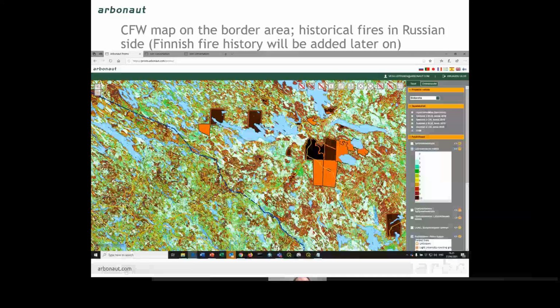We also have some smaller fires here that are very close, but in this case, for example, the lake has been protecting and so on. There is one fire that's very close to the border.